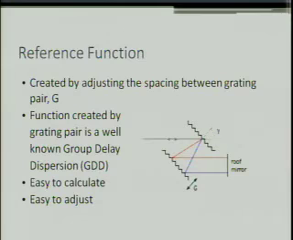The reference function can be added by a number of different instruments. Our system uses grating pairs. The reference function is adjusted by increasing or decreasing the spacing between the grating pairs. The setup is shown in the bottom right corner. The function created by the grating pair is a well-known group delay dispersion, or GDD. This GDD is described by a simple equation, making it easy to calculate. It is also easy to adjust. We interact with the grating separation by moving motors.